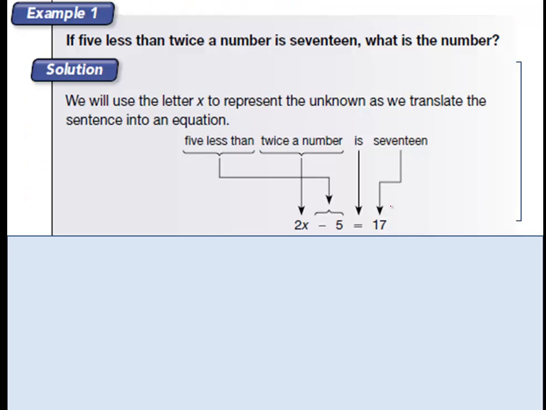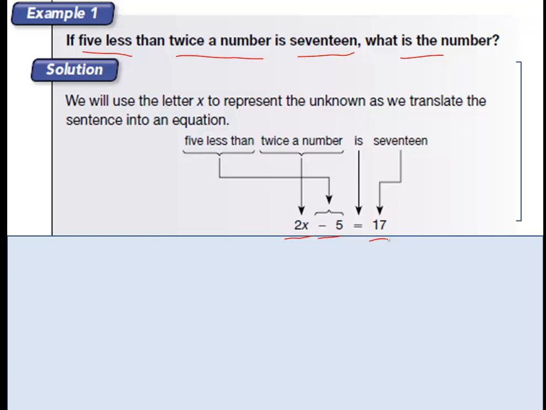Okay, if 5 less than twice the number is 17, what is the number? Well, we're going to pull out 5 less, we're going to pull out twice the number, there's 17, and there is. So here's our 5 less, here's our twice the number, and here's our 17. And then once we set that up, then you know how to solve this. We've been doing that. We've got to isolate the x.